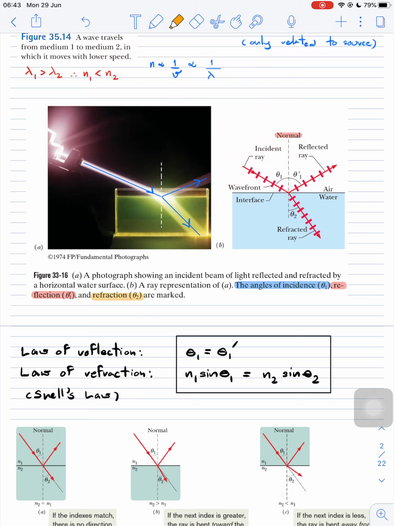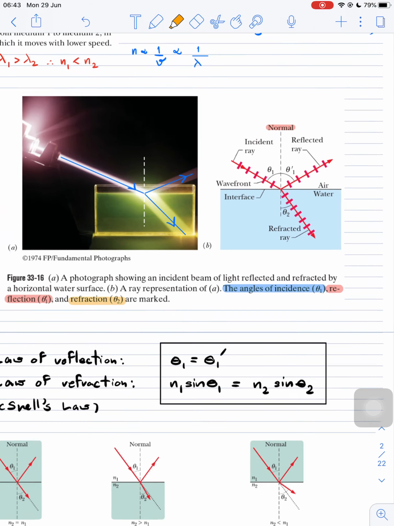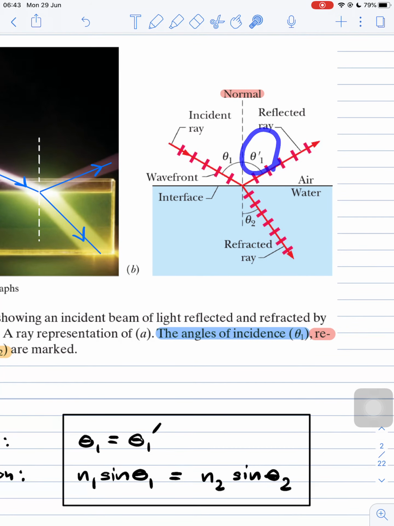One thing you need to keep in mind is that theta 1, theta 1 prime, and theta 2 are the angles that the light rays make with the normal line. So you need to be careful with this one. It's not this angle, it's not this angle, it's not this angle, so just be careful.